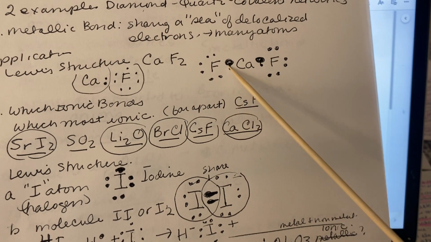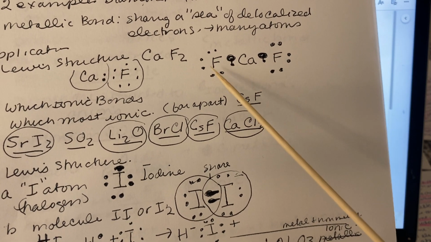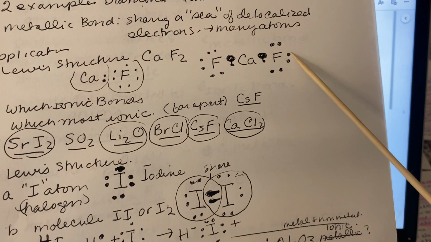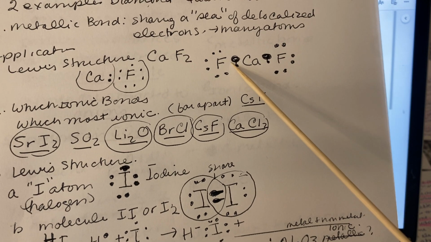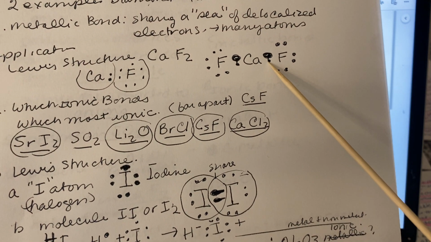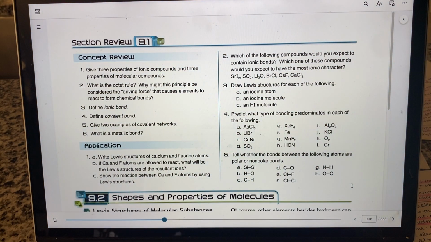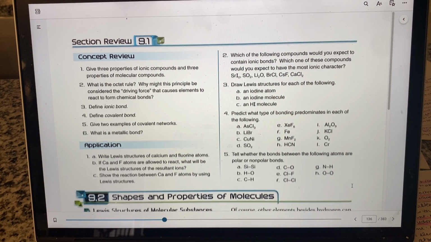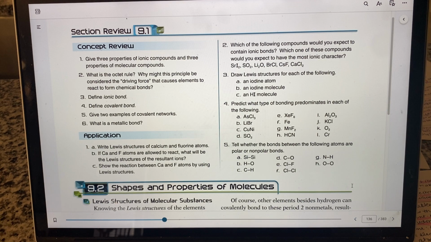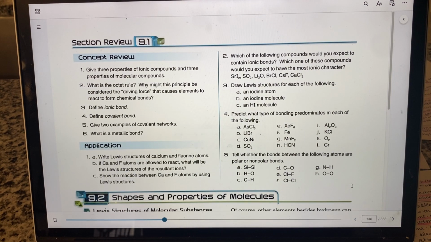So the fluorine's going to have 8. This fluorine's going to have 8. And the calcium has 2 to share, right? So this is what it looks like. And those are the Lewis structures. Lewis structures are really handy. So let's see. We did that. Okay, number 2.